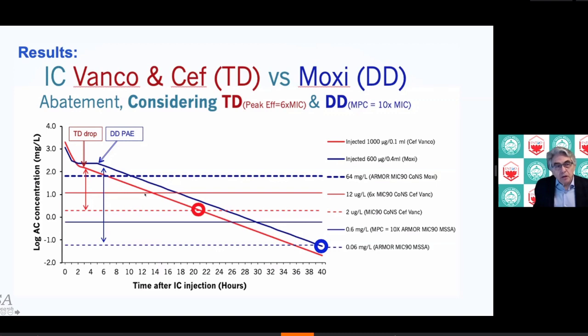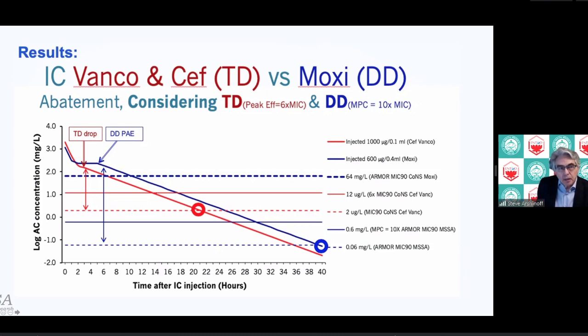And the red lines are resistance levels to those two drugs and the blue lines are for moxifloxacin. And then these bumps in the graphs are adjustments for being time-dependent or dose-dependent drugs. So for a time-dependent drug, the resistance we have is the level we had in the eye a few hours before. But in a dose-dependent drug, the resistance lasts 3 hours longer than the drug stays in the eye because it binds to it.